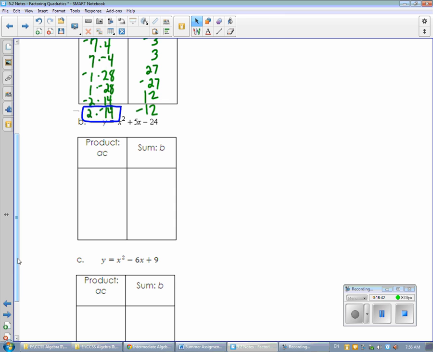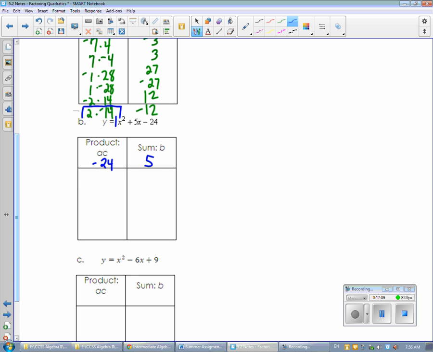I kind of wrote a little bit over it, so let me erase a little bit of what I got there. Okay, so in this case, we've got y equals x squared plus 5x minus 24. So my product is going to be a times c. And again, in all these, it's kind of easy because a is just 1. So I'm really just looking at that constant term c, which is negative 24. And then my sum is 5. So I'm looking at numbers that multiply to give me negative 24 and add to give me 5.